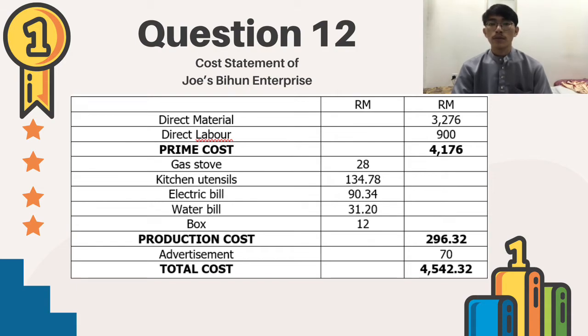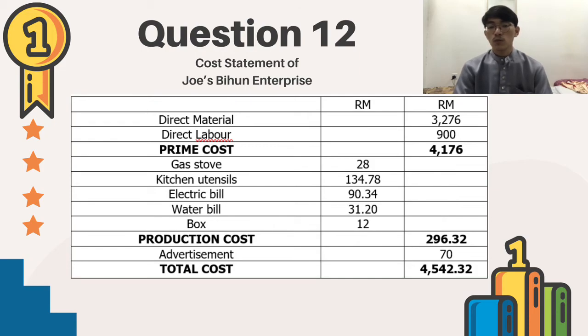Next is production cost. We have several overheads that we need to look over, such as gas stove, kitchen utensils, electric bills, water bills, and also box. The overhead cost for gas stove is 28 ringgit per month. The kitchen utensils cost around 134 ringgit and 78 per month. The water bills is 31 ringgit and 20 cents. Also, the electric bills cost 90 ringgit and 34 cents. And lastly, the box costs us 12 ringgit per month. So in total for our production cost is 296 and 32 cents.